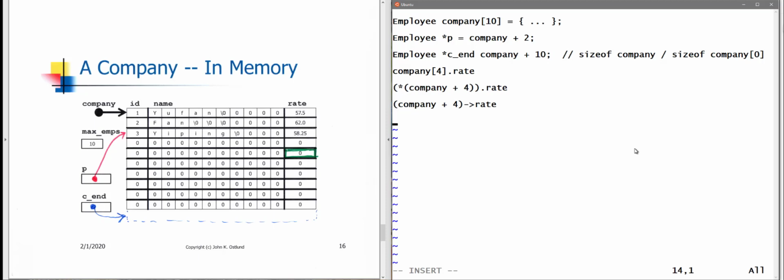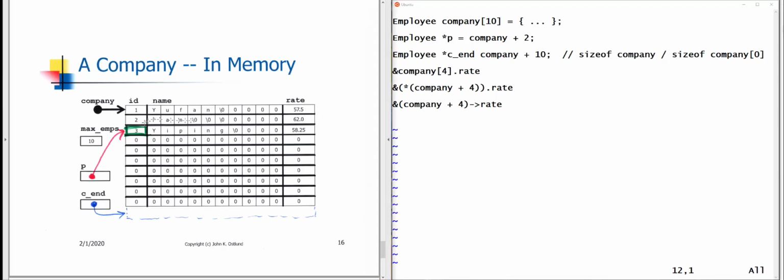What if I needed the address of that thing for some reason? Well, to get the address of that thing, I can simply stick an ampersand in front of each of these. So this gives me the address of the rate member of company sub 4, or the address of the rate member of star of company plus 4, or the address of company plus 4 arrow rate. So there's how I get the address of that particular member.